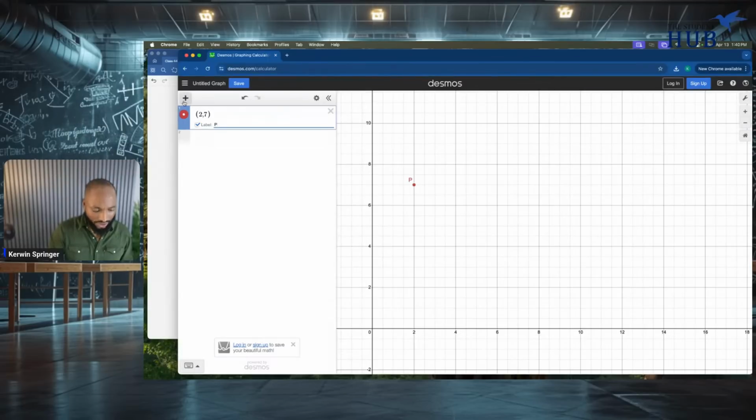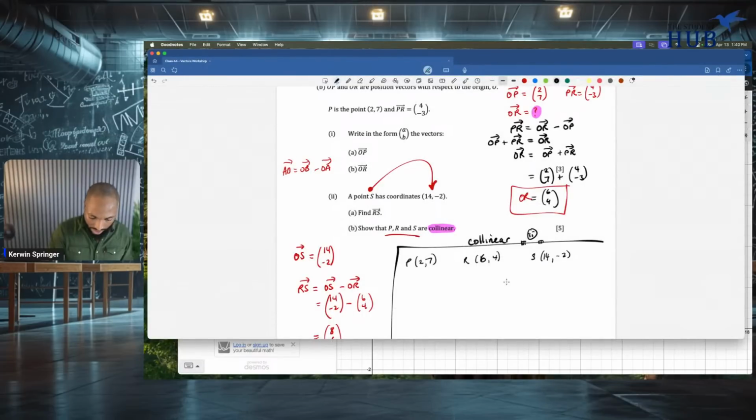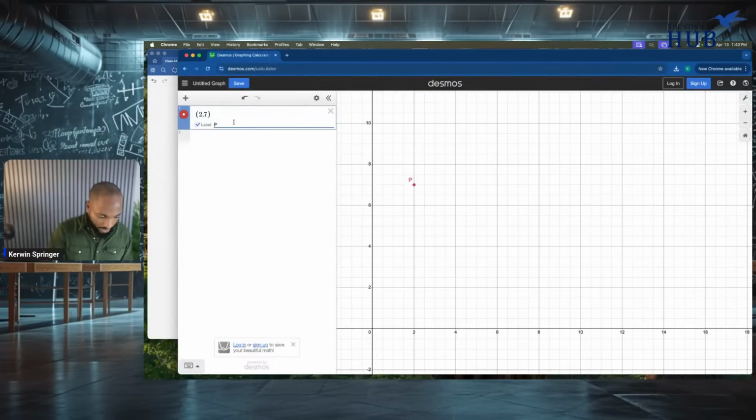And what's the next point? I get too excited here. R is 6, 4. So again, a first-hand understanding of what's happening is 6, 4. You see where R is, everybody?